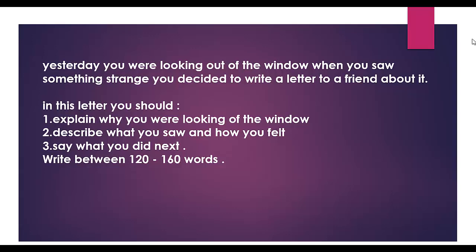In this question of the exam, it reads: yesterday you were looking out of the window when you saw something strange. You decided to write a letter to a friend about it. In the letter, you should explain why you were looking out of the window, describe what you saw and how you felt, and say what you did next. You should write between 120 and 160 words. Let's write the letter step by step.